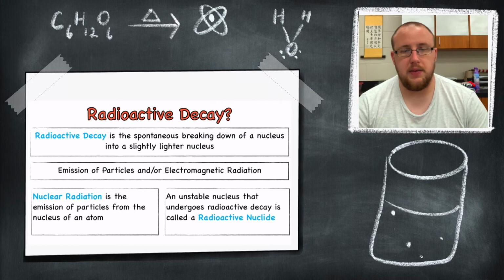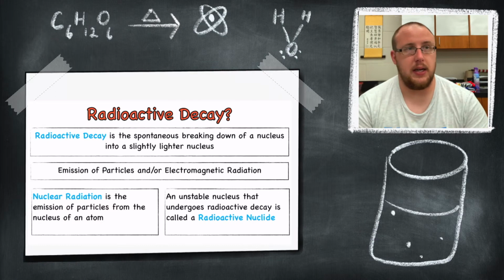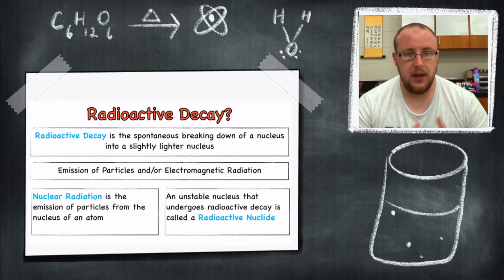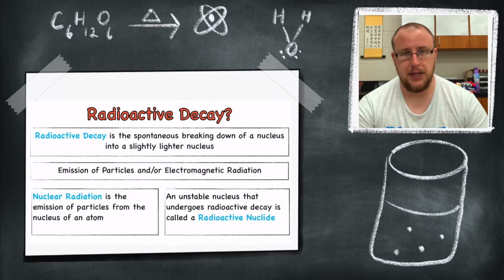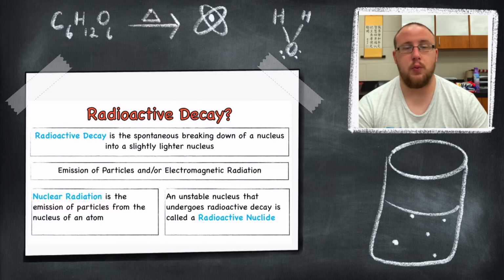So radioactive decay. In our last unit, we talked about nuclear chemistry, and understood what a stable isotope is and what an unstable isotope is. Radioactive decay is the spontaneous breakdown of a nucleus into a slightly lighter nucleus. These are unstable nuclei that are trying to make themselves into a more stable form. That's why you get these radioactive decays. They'll be emitting particles or electromagnetic radiation. So that's where we get radioactive decay.